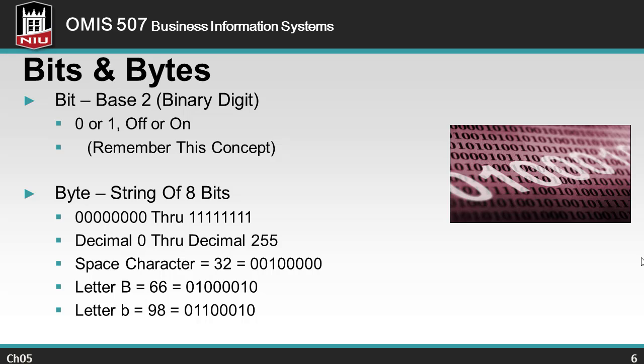For example, the space character is decimal 32, or binary 00100000. Also, the uppercase letter B is decimal 66, and binary 01000010, while the lowercase letter b is decimal 98, and binary 01100010. You can find lists of decimal and binary equivalents. There are also standard functions within Microsoft Excel that can convert these values.